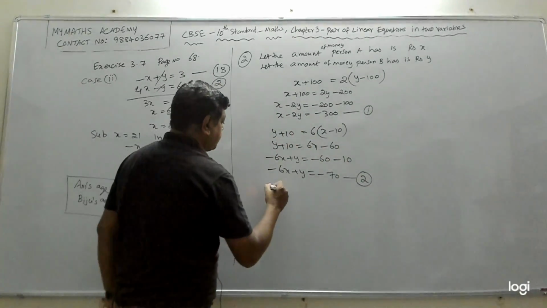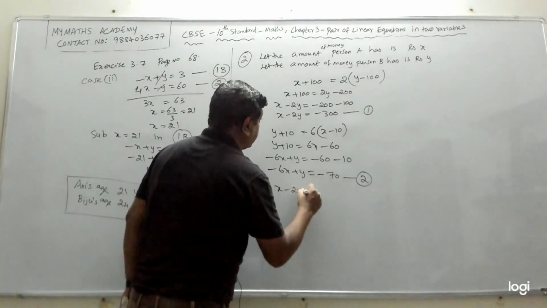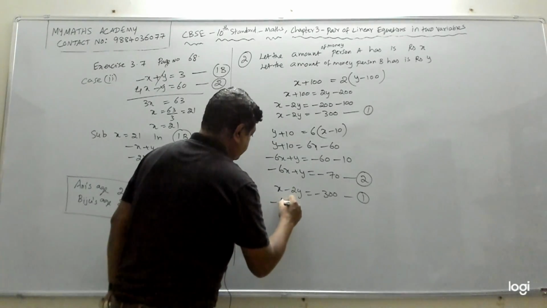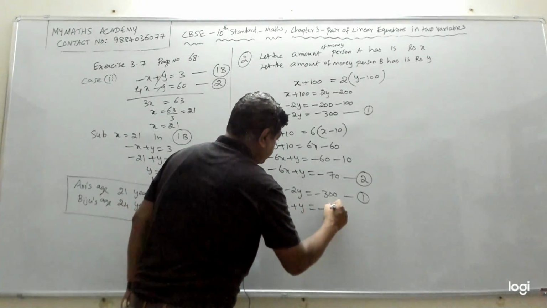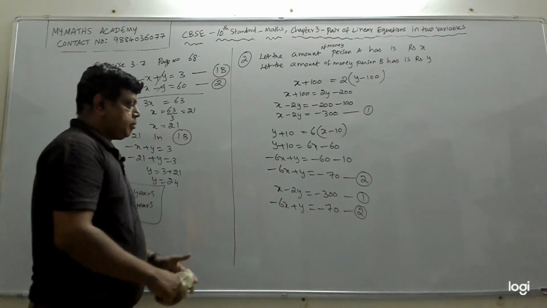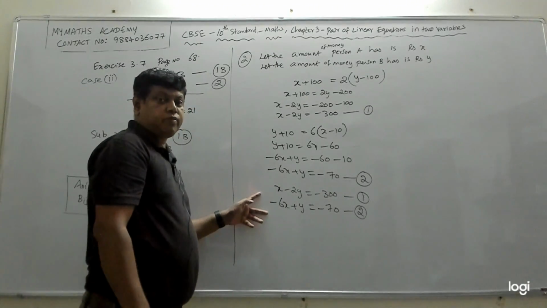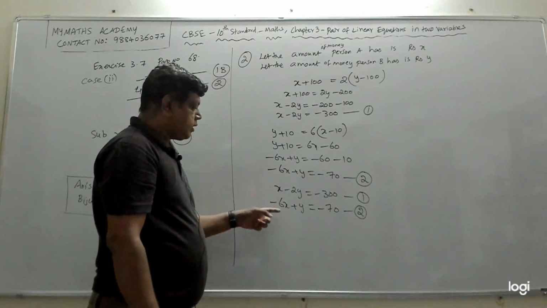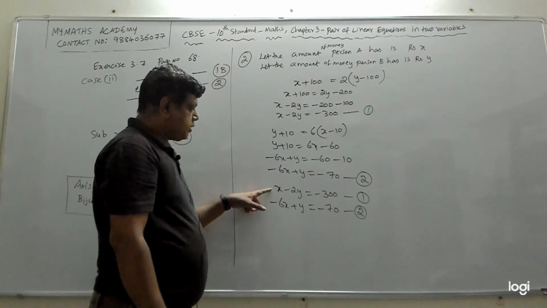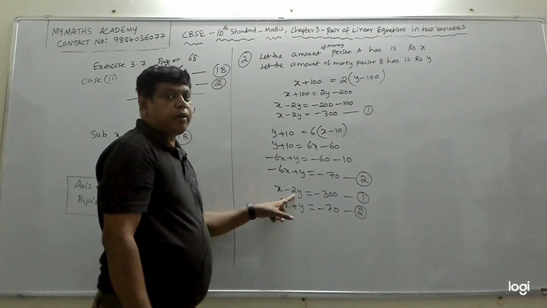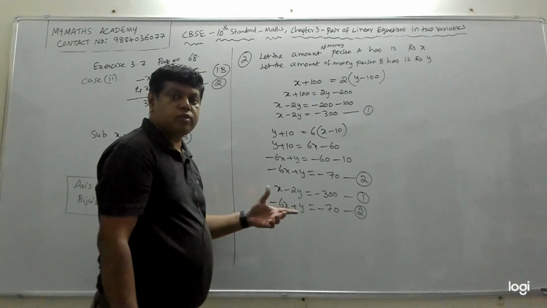Now let's write the first equation. First equation is X minus 2Y equal to minus 300. Second equation, minus 6X plus Y equal to minus 70. Now we will solve by the elimination method again. For that we should check whether the coefficient of X is the same in both or the coefficient of Y is the same in both. Coefficient of X is not the same, because it is 1 here and minus 6 here. Y is minus 2 here and 1 here, so Y is also not the same.